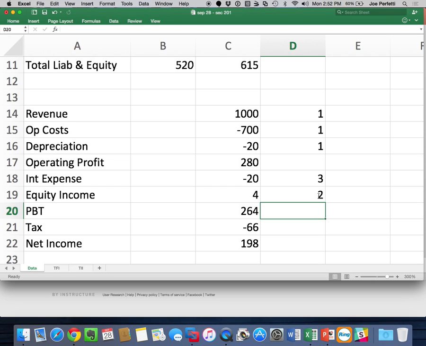Okay? So to be honest with you, if you got accounting people in your groups, please leverage them. They should help you with some of this stuff if you're not an accountant.